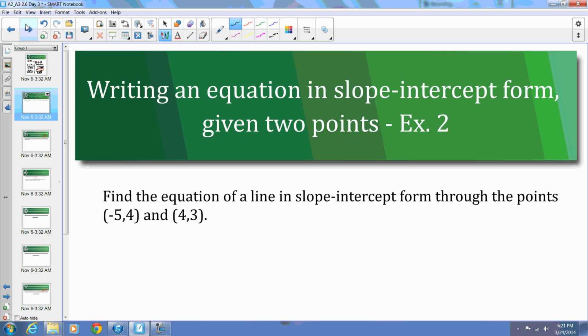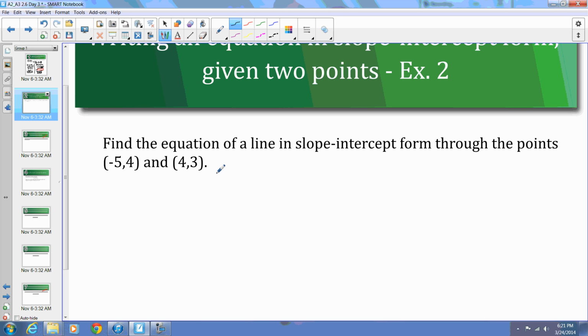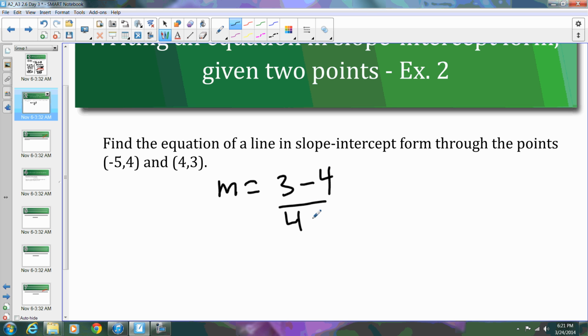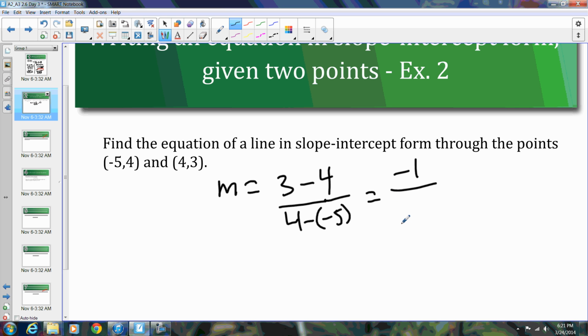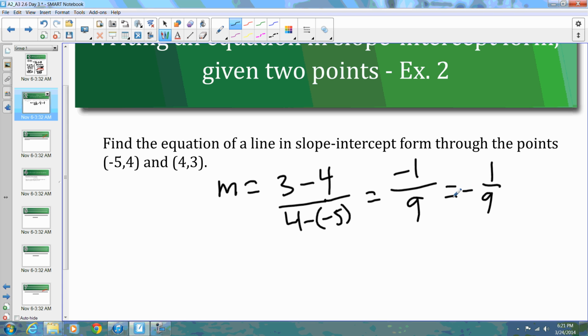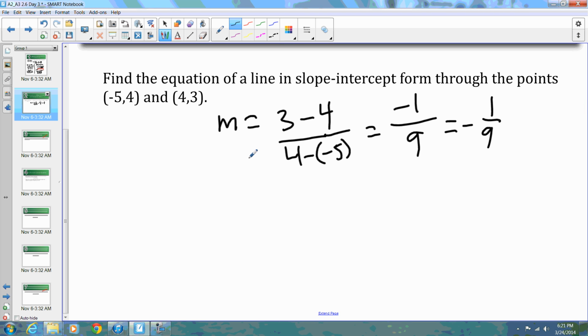So another example. Find the equation in slope intercept form through these points. So once again, first step, solve for the slope. 3 minus 4 over 4 minus a negative 5. So what is that? That's negative 1 on top in the numerator. In the denominator, 4 minus the negative 5 is 9. So we have negative 1/9 is my slope. Okay, now I'm just going to use (4, 3) arbitrarily. It doesn't matter that I'm choosing that over (negative 5, 4).